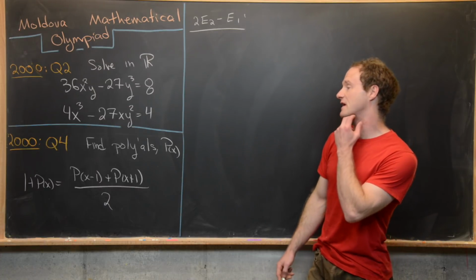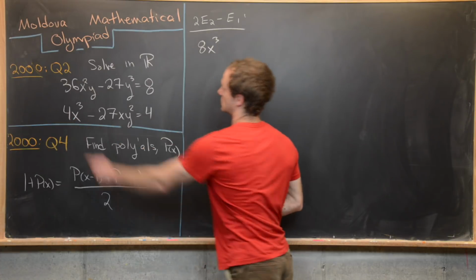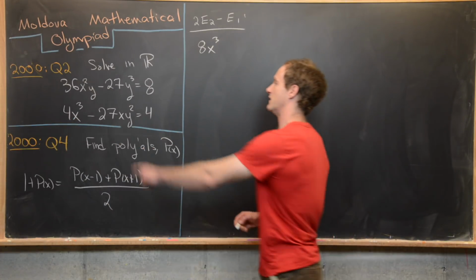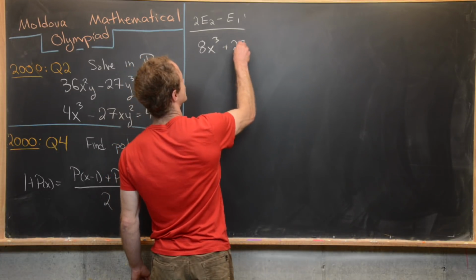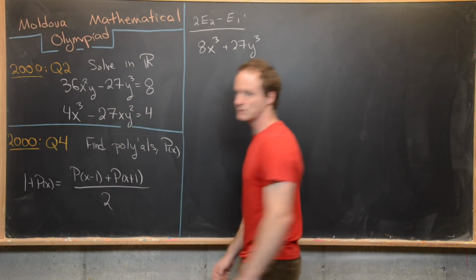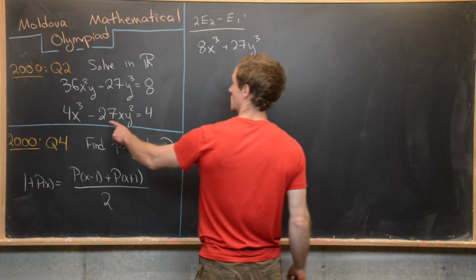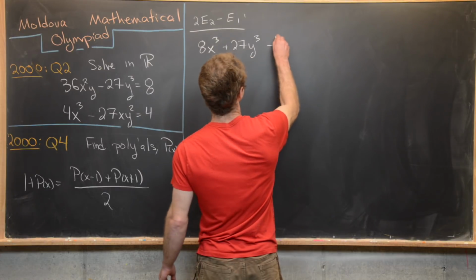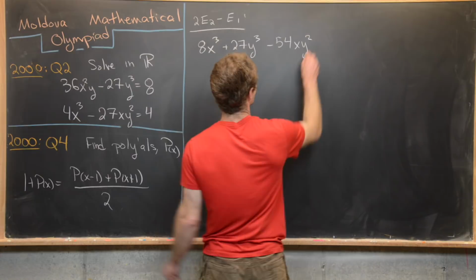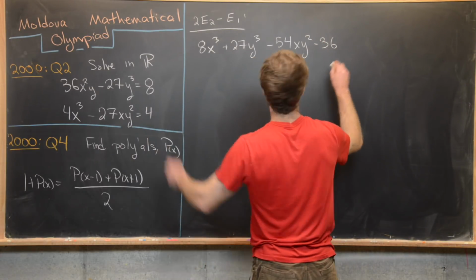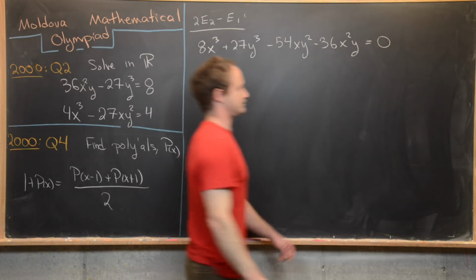Okay, so let's see what that gives us. So we'll have 8x cubed, so that comes from multiplying this by 2. And then we're subtracting this guy right here, so that'll end up being a plus 27y cubed. And you'll see why we're doing it in this order in just a second. And then next, we'll have a minus 54xy squared, and then a minus 36x squared y equals 0.